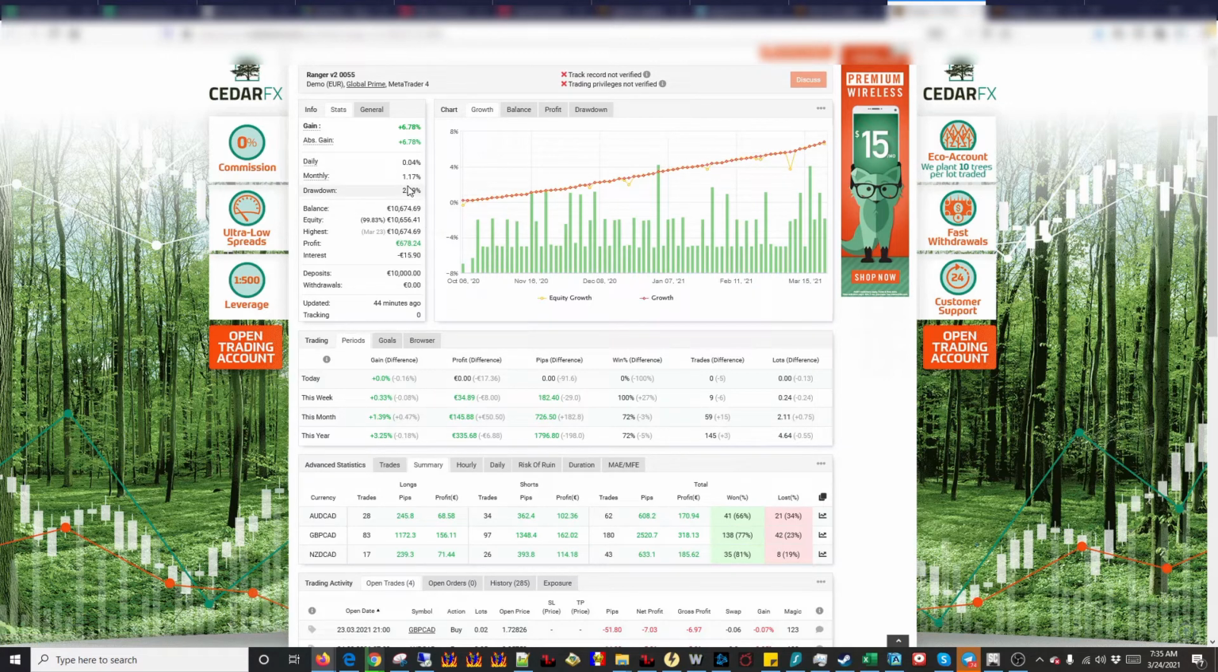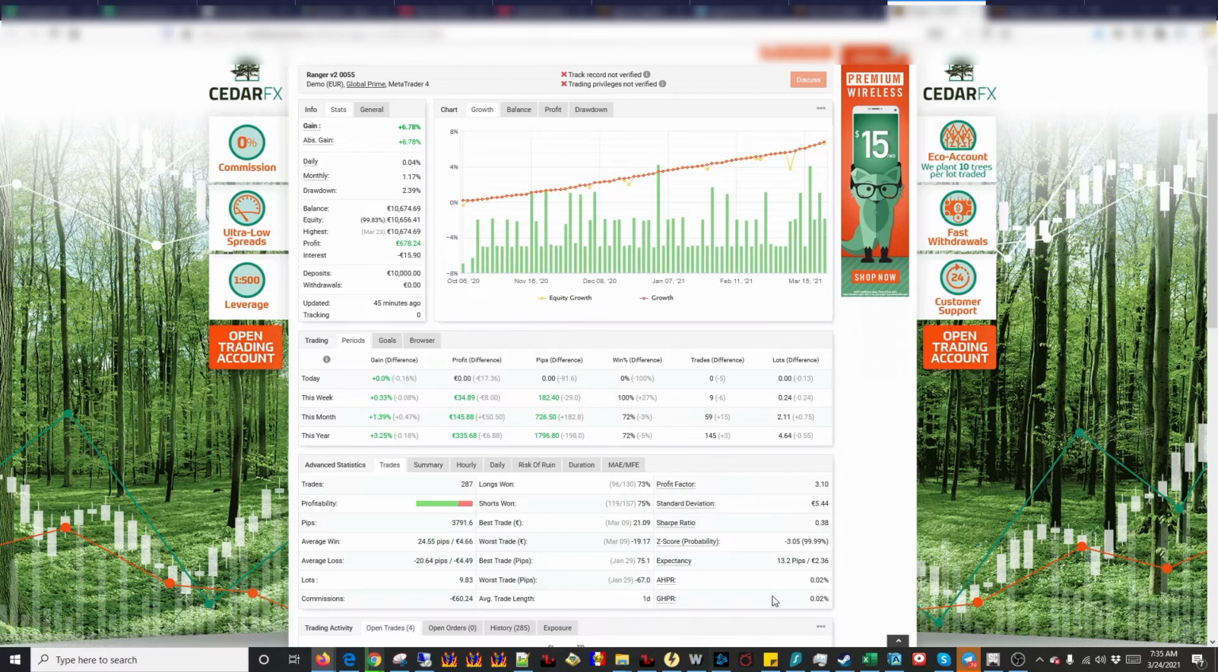Probably the risk could be increased a little on this account. I'm probably risking a little too little on this account. I think it could be turned up a little, because clearly you can see running 5 months with a 2.5% drawdown is sterling performance. If we just look at the trades here, we can see it's got a 13 pip expectancy, so very good. It holds the grid until it gets some profit.